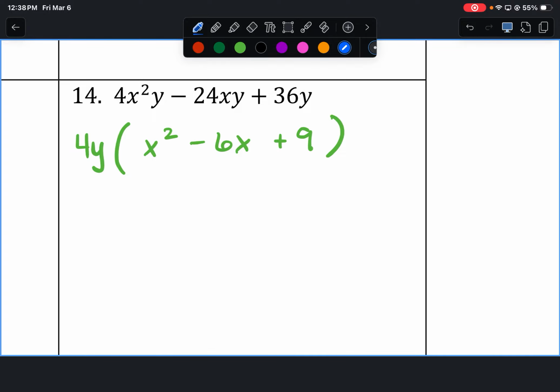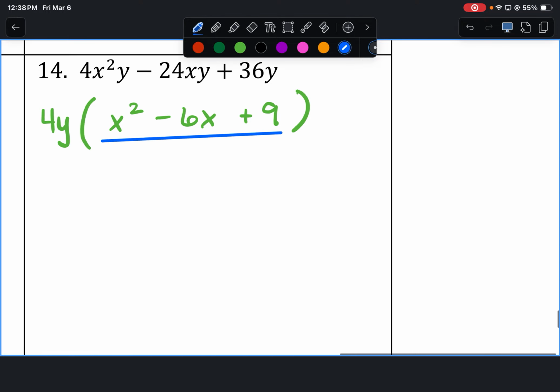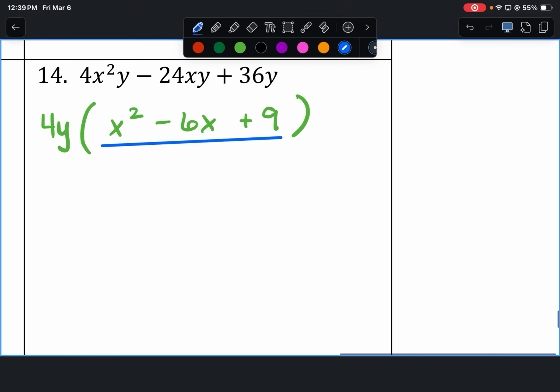Now, we are going to look at this part here. When we look at this part, we have to figure out what is our A? 1. What is our B? Negative 6. What is our C? 9. So we have to figure out what multiplies to give us A times C. What is A times C? 9. And we have to figure out what adds to give us B. What is our B? Negative 6. What multiplies to give us 9? Negative 3 plus negative 3.